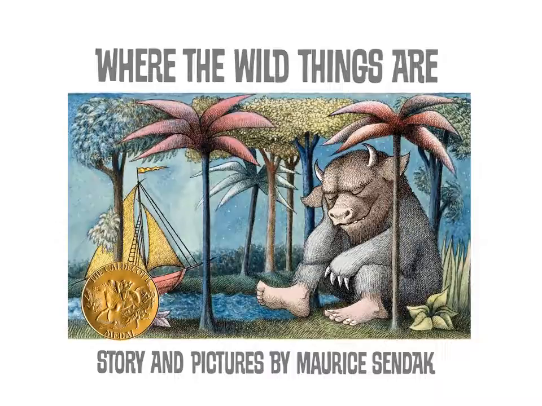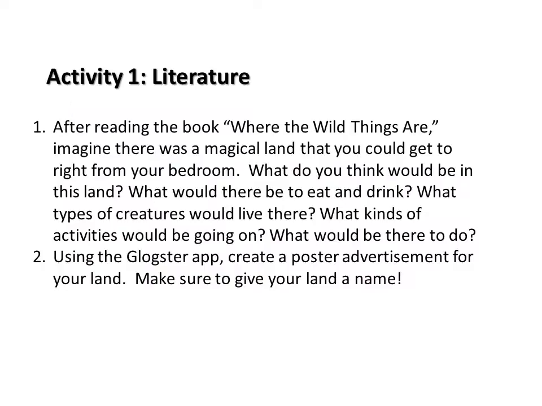Eventually, though, Max misses the place where he is loved, so he sails back home, where he finds a hot dinner waiting for him. The first activity I would do with this book is a literature activity, and I would have the children imagine their own magical land.